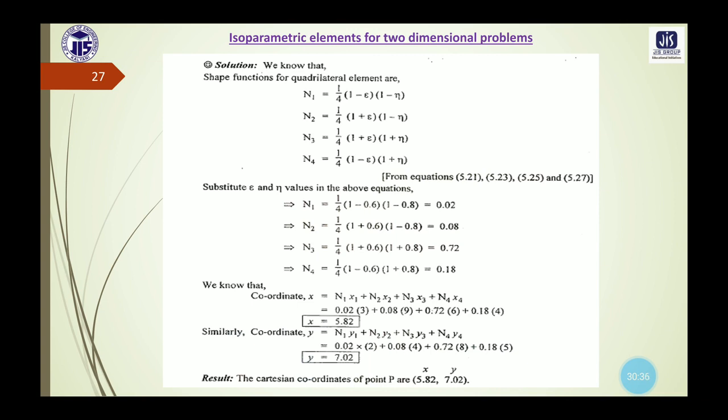The formula of coordinate x is N1 x1 plus N2 x2 plus N3 x3 plus N4 x4. All the values of these shape functions and x1, x2, x3 and x4 are known to us, so we can finally calculate the x coordinate as 5.82, and in a similar manner we can calculate the y coordinate as 7.02. So finally we get the Cartesian coordinates of the point P: 5.82, 7.02.